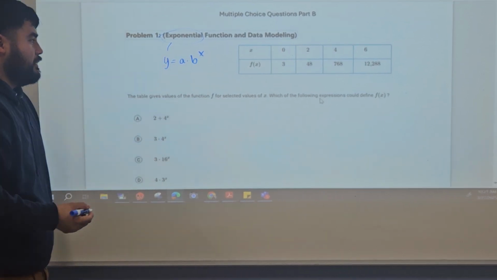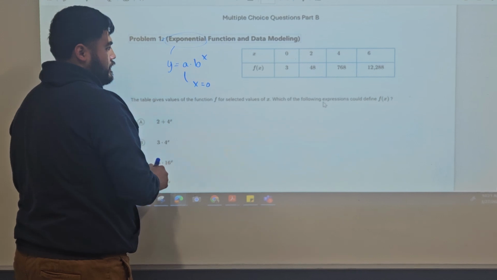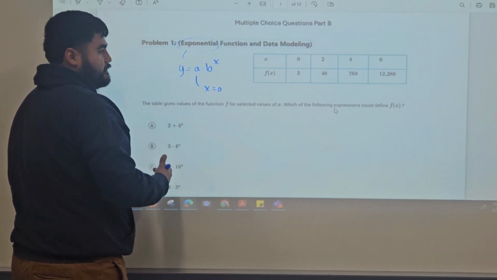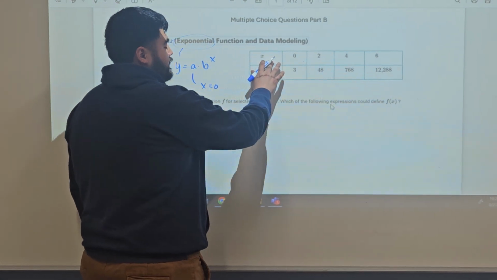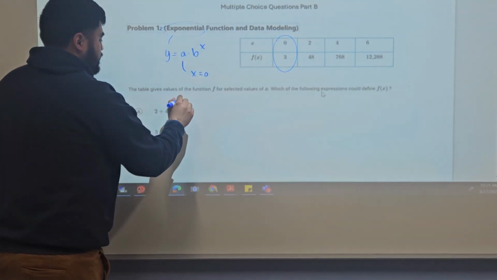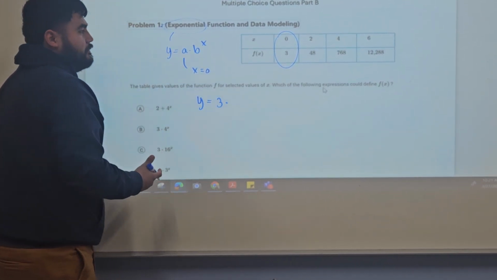So you have to remember that for a, your x is going to be 0, right? So try to figure out the value of a when x is equal to 0. If you look at the table, x is 0 right here. So the value for a is, well, 3. Y equals 3 times, well, what's my b?